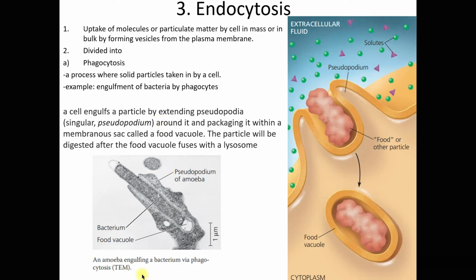Now, like what I mentioned earlier, bulk transport can be endocytosis or exocytosis. So tengok endocytosis dulu. Endocytosis is the uptake of molecules or particulate matter by the cell in mass or in bulk by forming a vesicle. This is a vesicle. To be more precise, this is a food vesicle. Some books refer to this as a food vesicle, some as a food vacuole, from the plasma membrane.